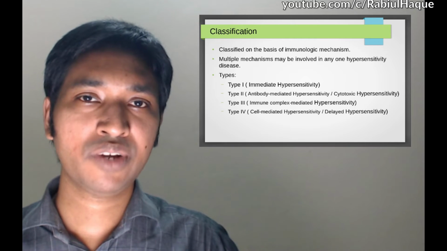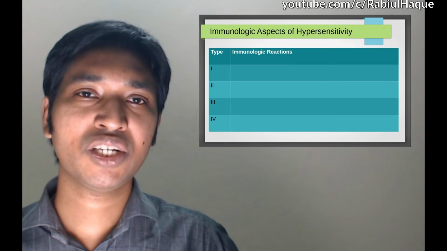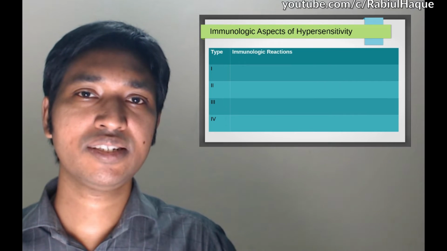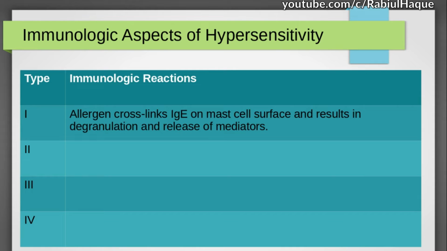So now that we have classified hypersensitivity, let's talk about the immunological aspects of hypersensitivity. What is happening in type 1? Here, antigens will cross-link immunoglobulin E antibodies that are present on the surface of mast cell. Now note that in this slide we can see a term allergen. Always remember the antigens that can cause type 1 hypersensitivity reaction are often referred as allergen. So that's why I had written allergen in this slide.